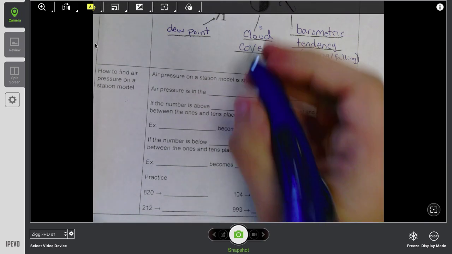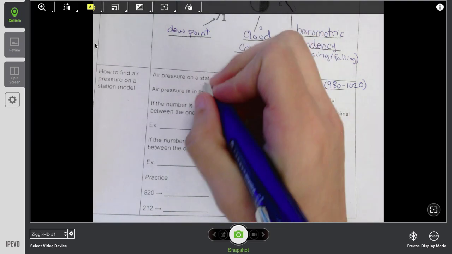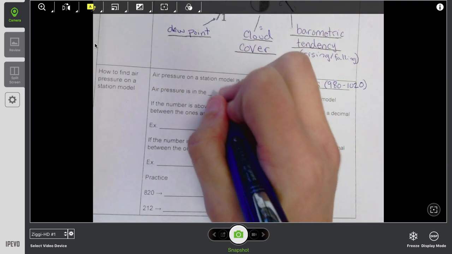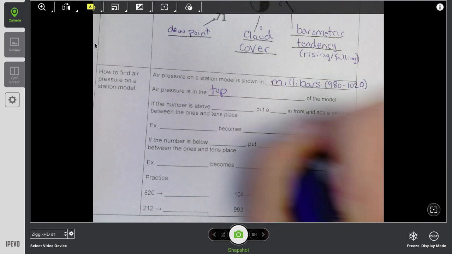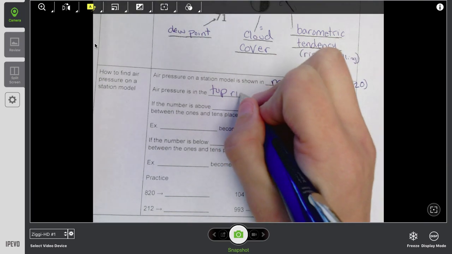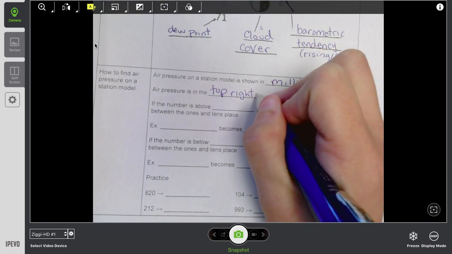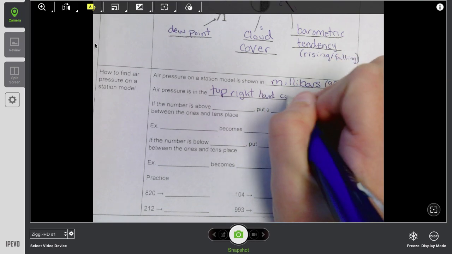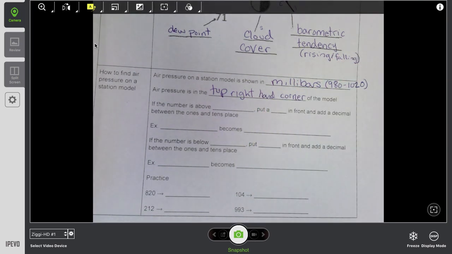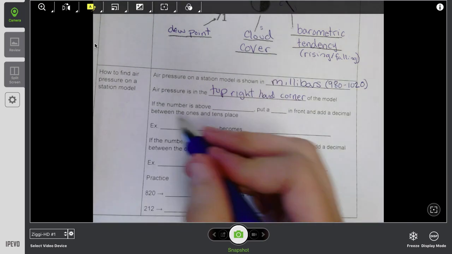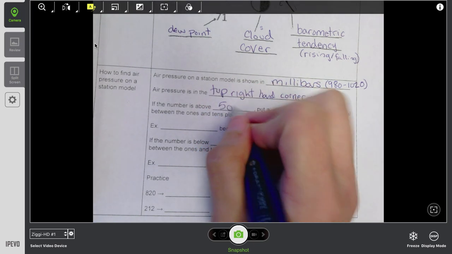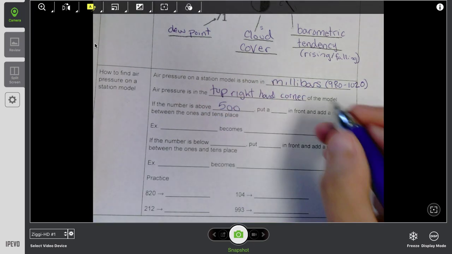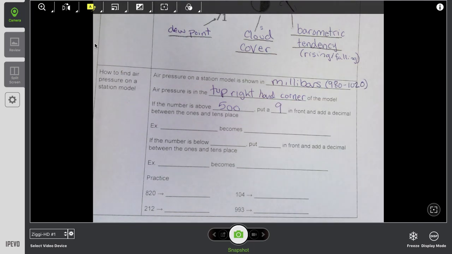All right, so air pressure, just to remind you, not a bad idea to write this down. Air pressure is in the top right-hand corner of this station model. So that's where you're going to look for it. If the number is above 500 in your station model, you are going to put the number 9 in front of it and add a decimal between the ones and tens place.